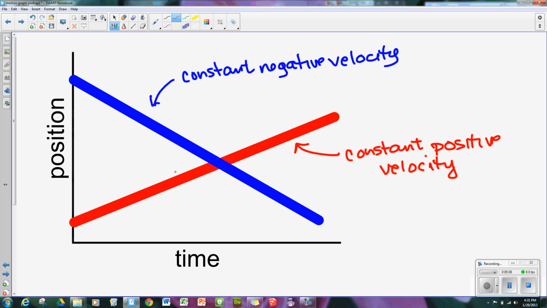And the steeper the slope, the faster it goes. So the slope is equal to the velocity. This has an increasing rate of position. That's a positive velocity. This has a decreasing rate of position. So that's a negative velocity.